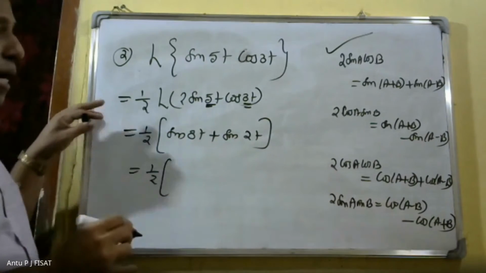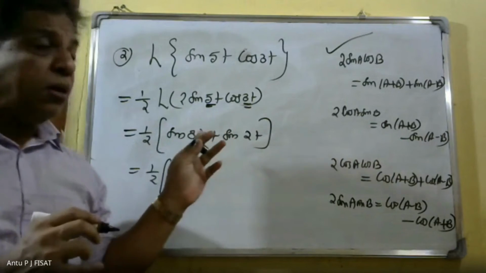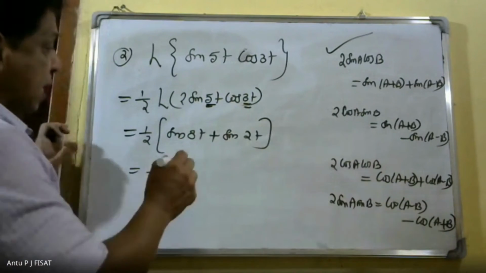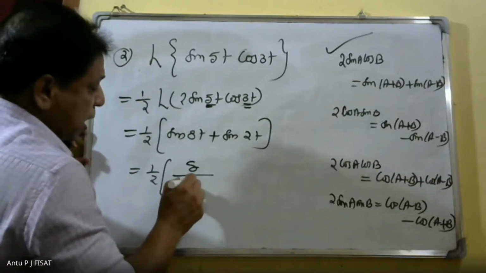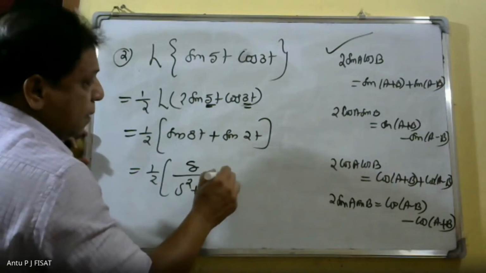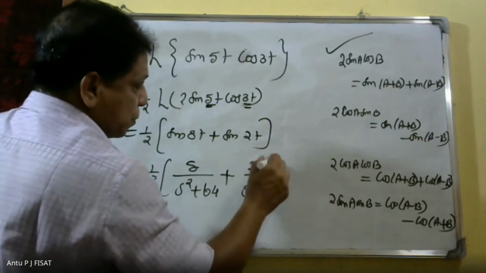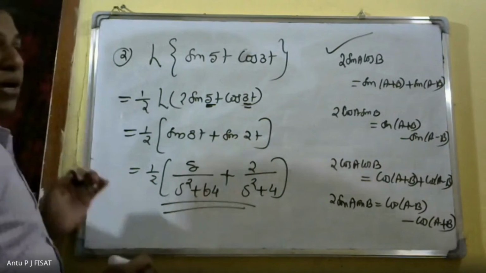Then we can directly apply the standard result in Laplace transform. L of sin at is equal to a by s square plus a square. Here, 8 by s square plus 64 plus 2 divided by s square plus 4. Therefore, this is the required result.